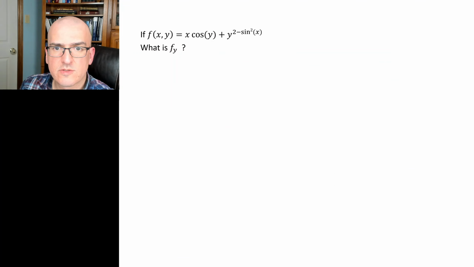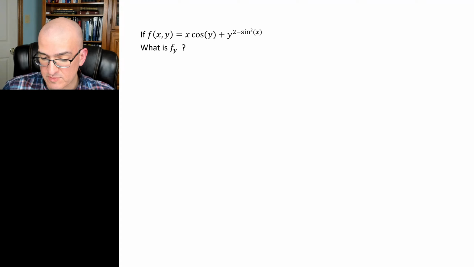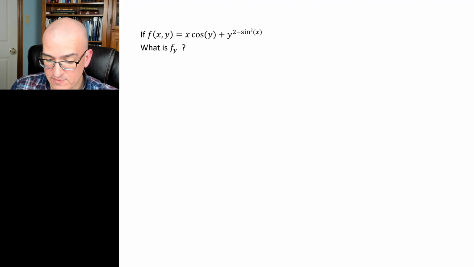Right, so we're not getting away from multivariable functions just because we got into this part. Here's a multivariable function involving sine and cosine, a function of x and y: x times the cos of y plus y to the power of 2 minus sine squared of x. So what we're going to do is think about what this looks like if we're taking a y derivative.